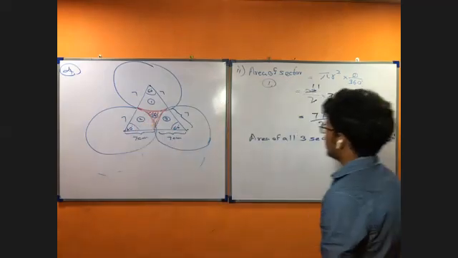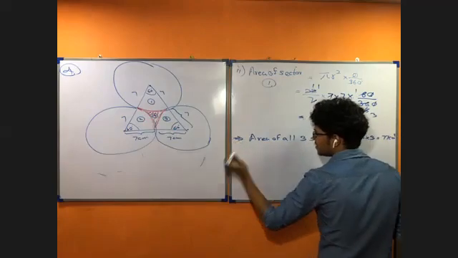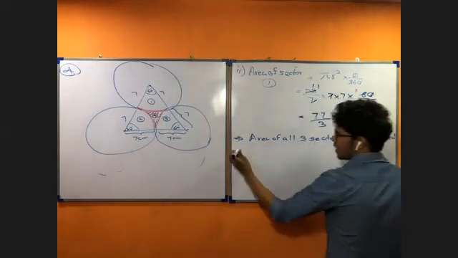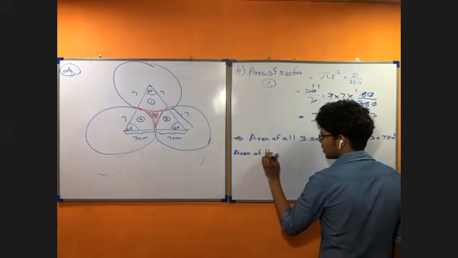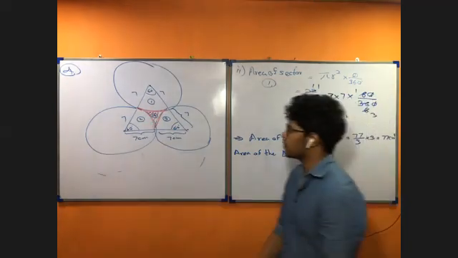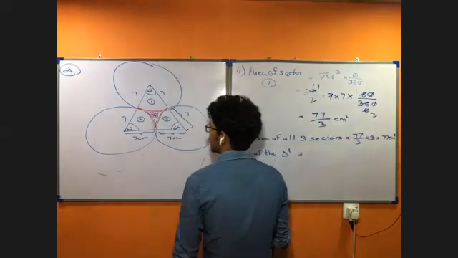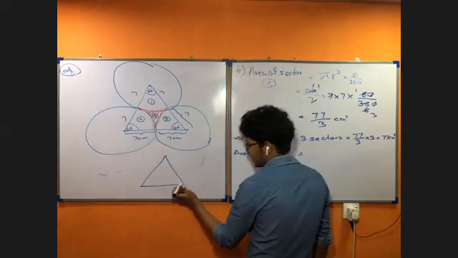Let's find the area of the triangle. So I will keep this aside, and let me find the area of the triangle. How to find the area of the triangle? We don't know the perpendicular height, right? Because here we have a triangle.